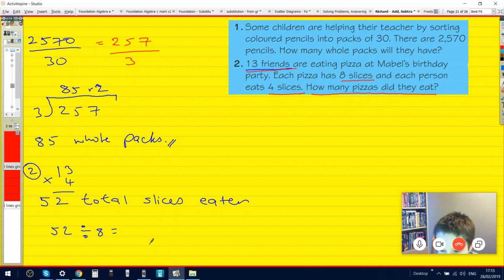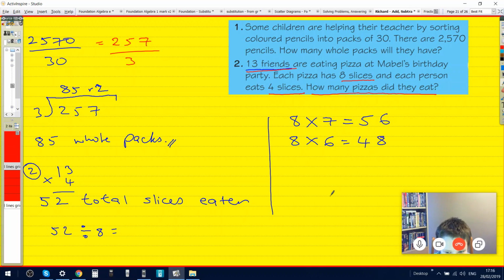I actually think I know the answer. Yep. Well, I did start to do a bus stop method, but then I realised that since 8 times 7 is 56, 8 times 6 must be 48. 8 times 6 is 48.